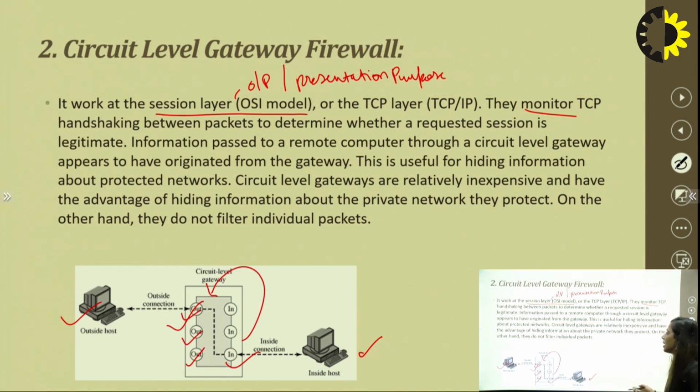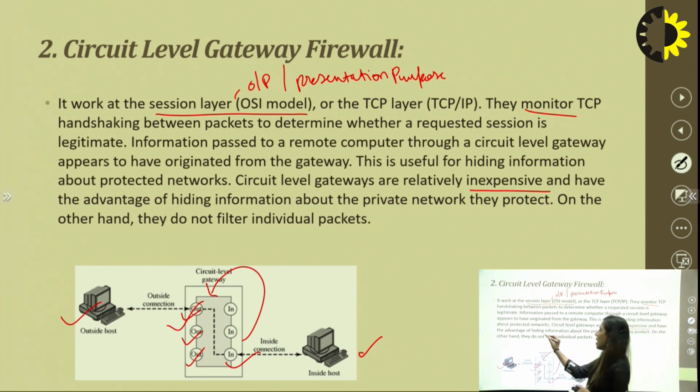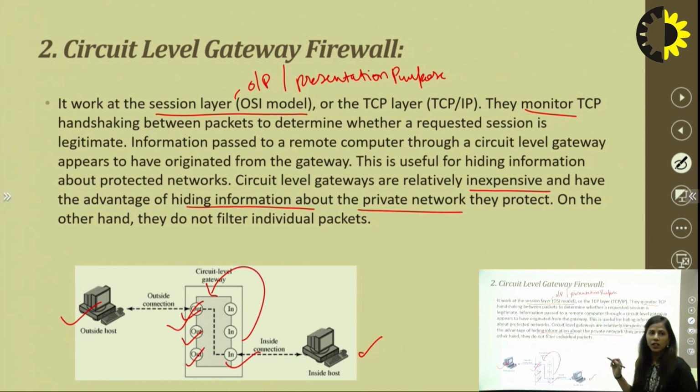So circuit level gateways are relatively inexpensive and have the advantage of hiding the information about the private network. Means whatever private network or local network you are using, you can hide the information easily and with a low cost budget. It does not filter individual packets. It will work upon the overall packets, overall information, the overall circuits of the information. It will not work upon the individual packets. So that's why it works upon the session layer of the OSI model.